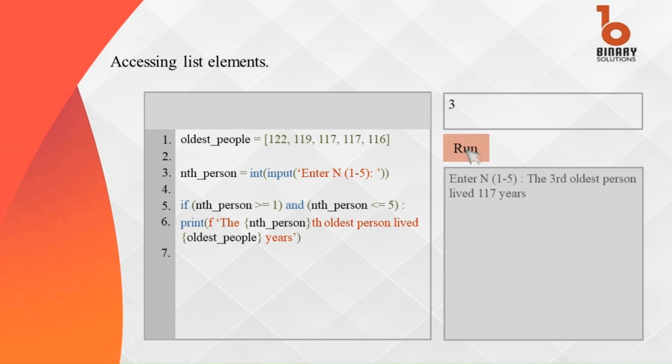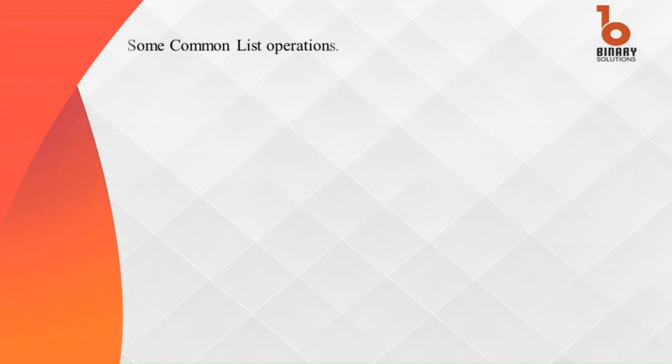To enhance readability, the program dynamically appends the correct ordinal suffix, first, second, third, etc., to the output, such as the third oldest person lived 117 years. This example showcases Python's flexibility in accessing list elements, handling indices, and formatting output dynamically for a user friendly experience.